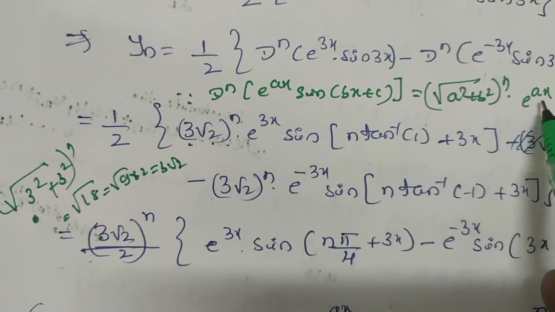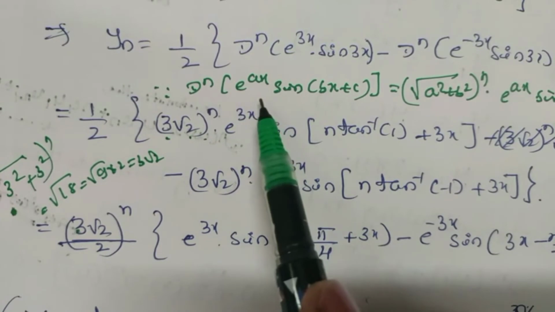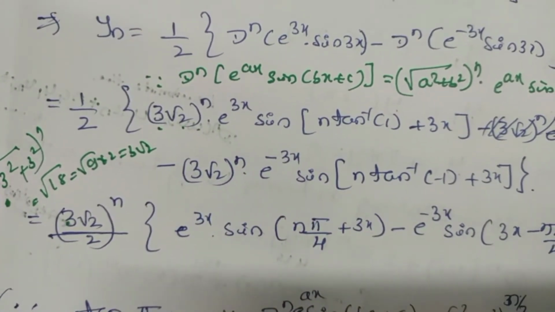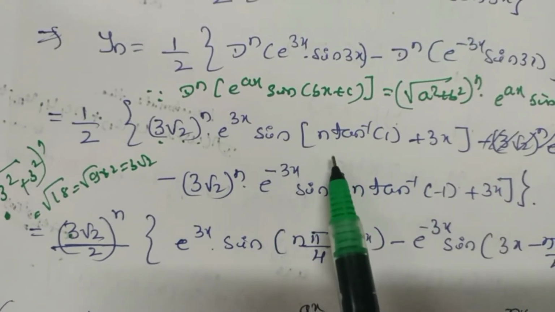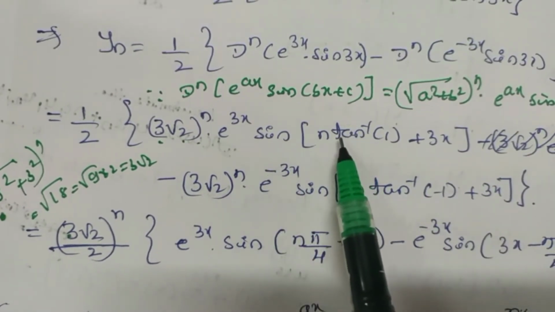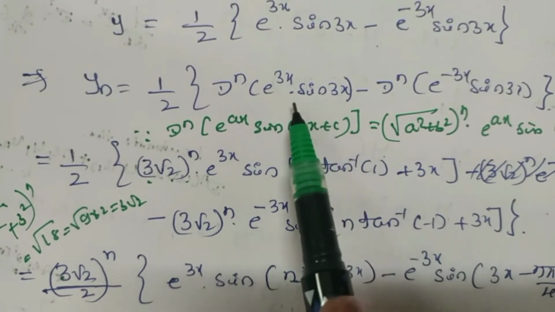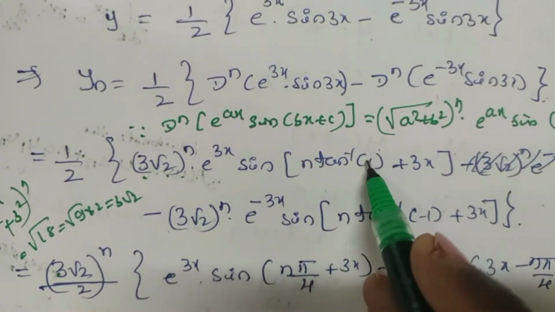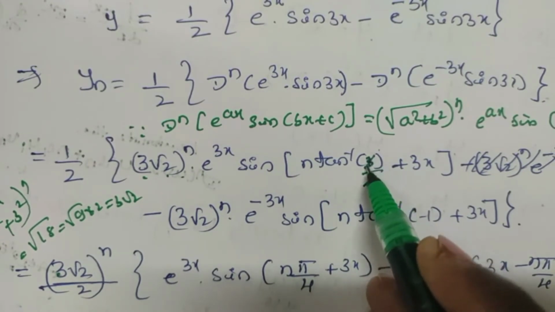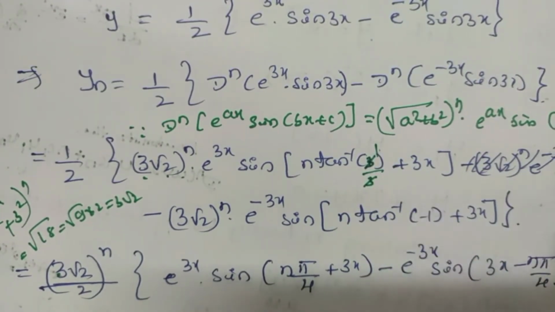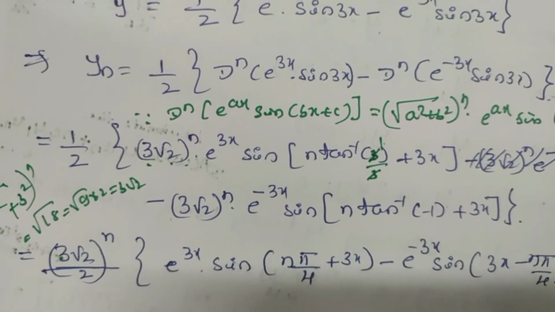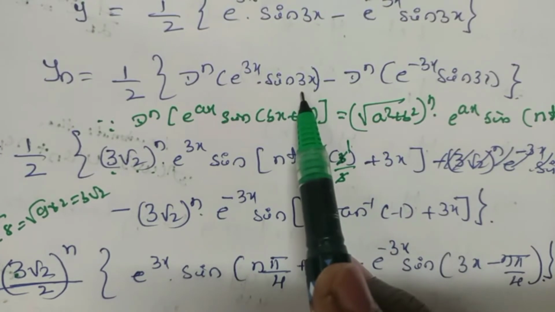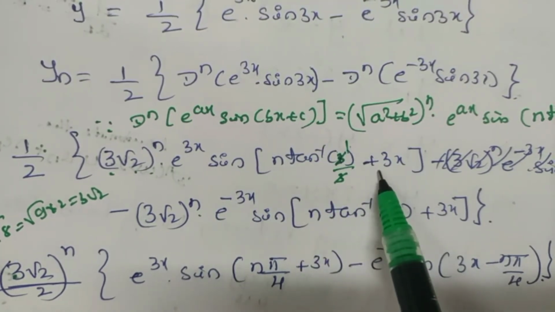You see here in the formula we have e raised to ax, so it is e raised to 3x into sin of n into tan inverse b by a. B here is how much? B is 3 divided by a, which is also 3. So it becomes 1, that is 3 by 3. Tan inverse of b by a means 3 by 3, which is equal to 1. Then plus bx plus c. So bx plus c means whatever we have here, sin of 3x is there, so it is simply plus 3x.